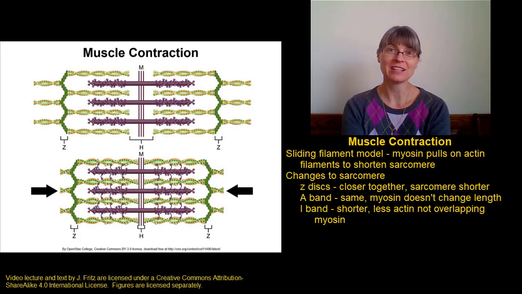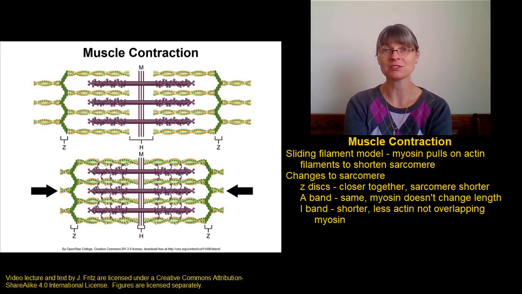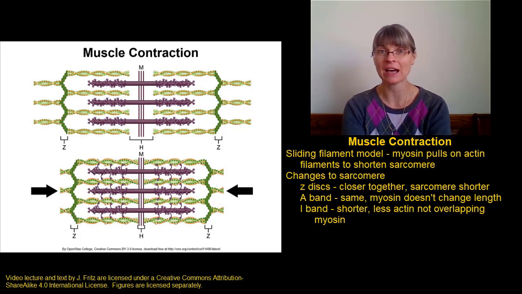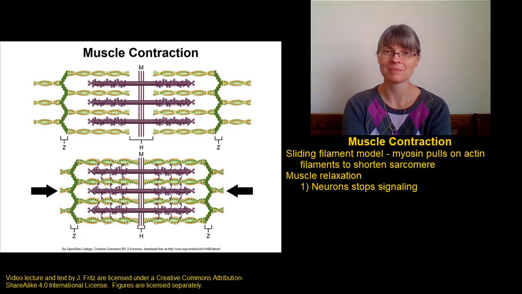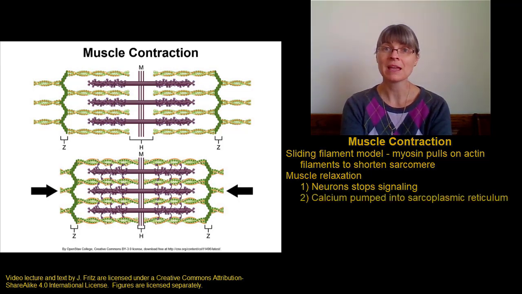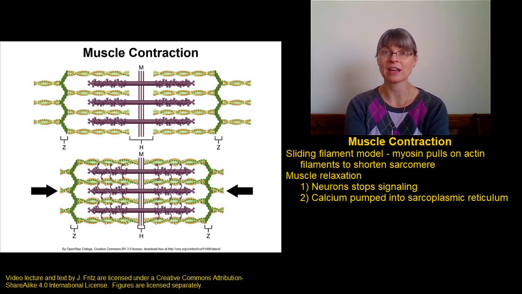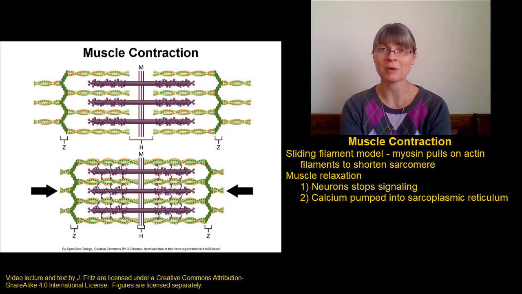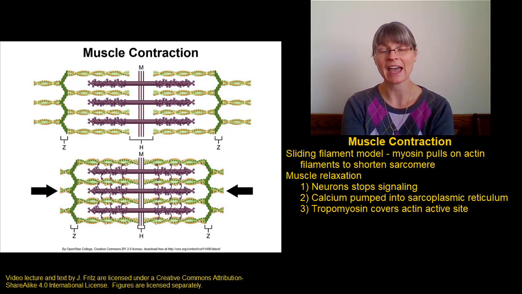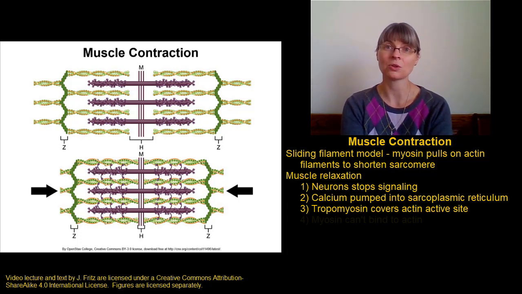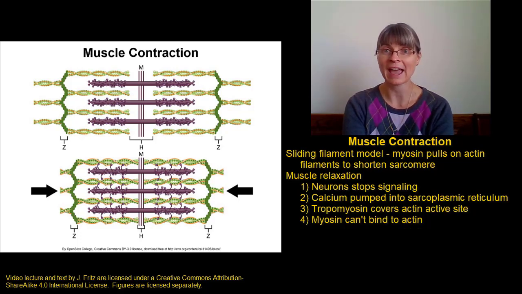Once the muscle contraction is finished and we need to let the muscle relax, we pretty much have to undo all of the steps that we did to allow for the contraction. So the first thing that has to happen is the neuron has to stop signaling. Once the neuron has stopped signaling, we can start moving the calcium back into the sarcoplasmic reticulum. That means the calcium is going to let go of the troponin that's on the tropomyosin. When the calcium releases the troponin, then the tropomyosin covers the active sites on the actin, and once the active sites are covered, the myosin can no longer bind to it, and the sarcomere can relax.